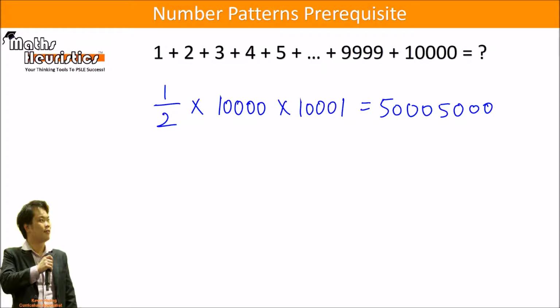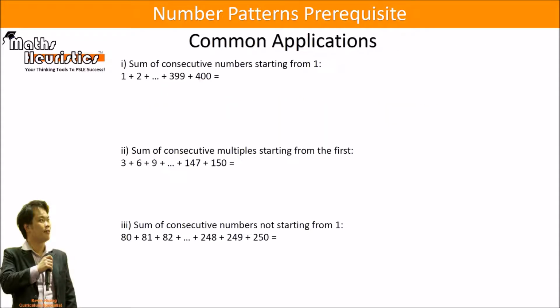So how can we use this formula in some pattern problems? Here are some common applications. As we discussed earlier, when you have the sum of consecutive whole numbers starting from 1, this would just be half times the last number times that last number plus 1. So this would be 80,200.